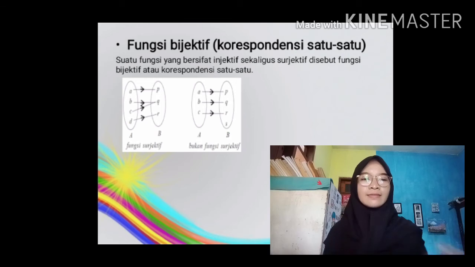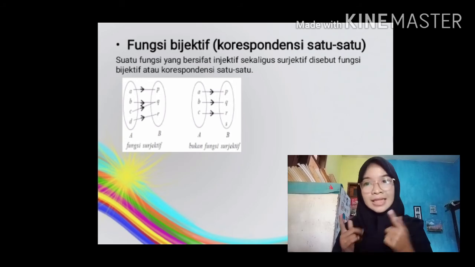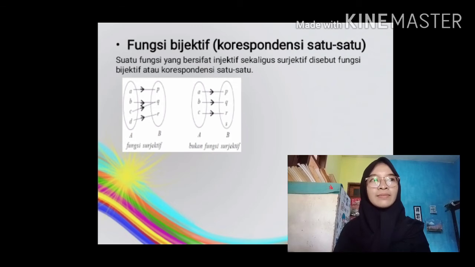Okay, next, the bijective function, or correspondence one by one. A function that has the character of injective and also surjective is called a bijective function, or correspondence one by one. This is the picture. Okay, next, explain the material.